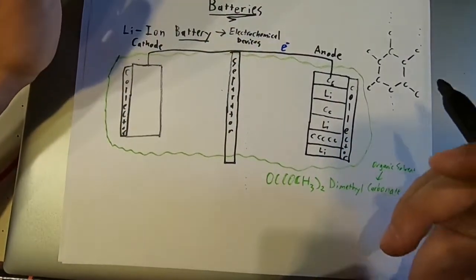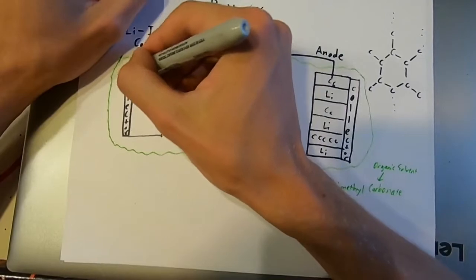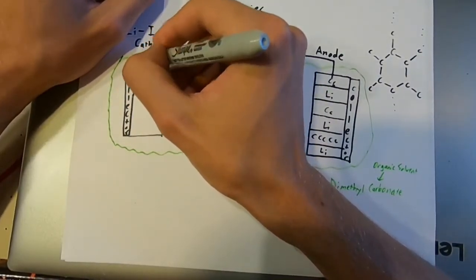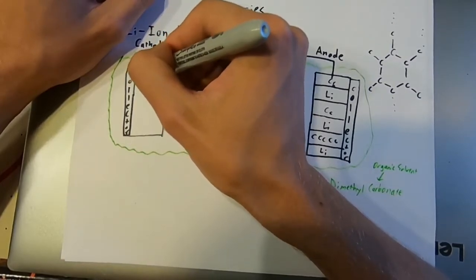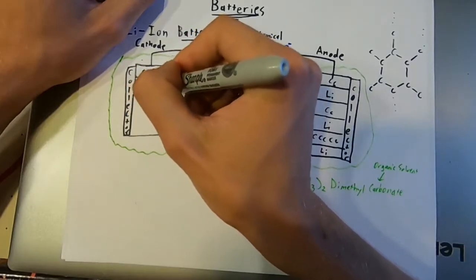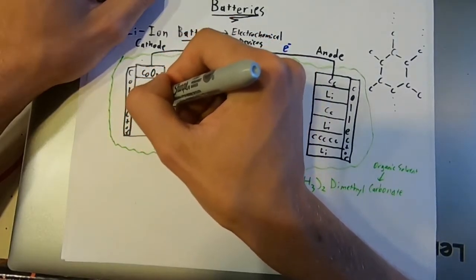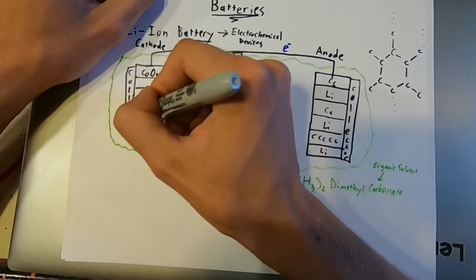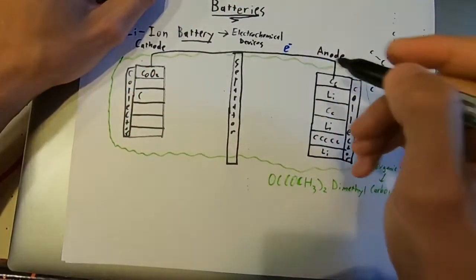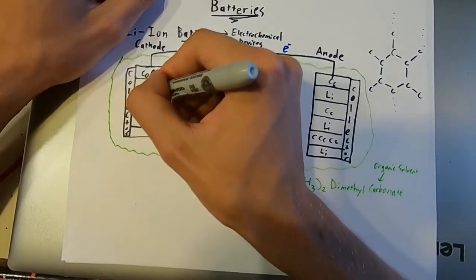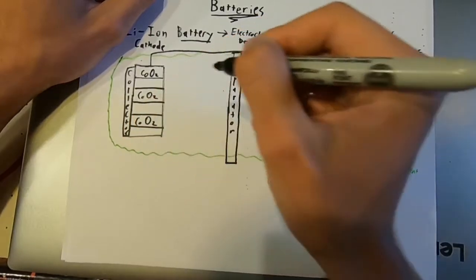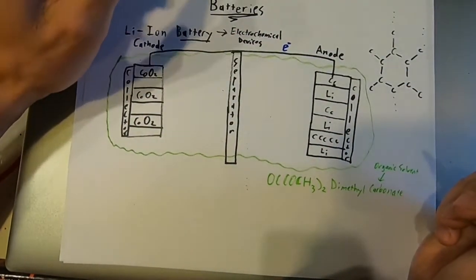And then over here at our cathode, we're going to have a whole bunch of cobalt oxide, which is CoO2. And then a whole bunch of spaces for our lithium to go, because it's going to get ionized and need to travel over.